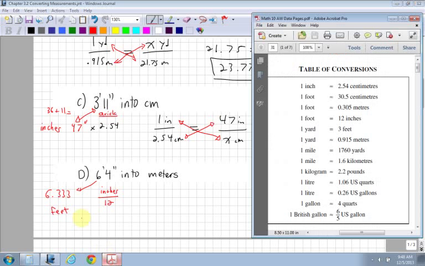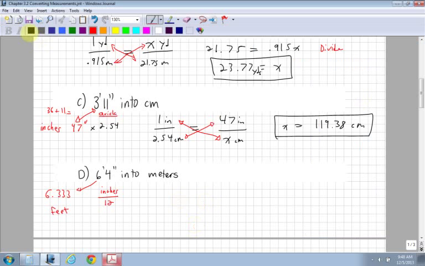Okay, now I'm converting my feet to meters. So feet to meters is the 0.305 for 1 foot. So I have 1 foot per 0.305 meters is equal to 6. Okay, so this is my feet. So my feet are on top, remember? So I have 6.333 per, and I don't know how many meters, so I'm going to say x meters.